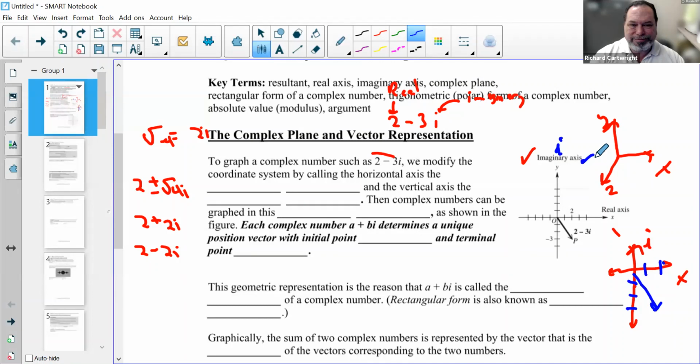All right. To graph complex numbers such as 2 minus 3i, we modify the coordinate system by calling the horizontal axis, that's going to be the real number part. So real, and since it's an axis, we'll say real axis. That's the x-axis, basically. And the vertical axis, which was called the y-axis, we're going to call the imaginary axis.